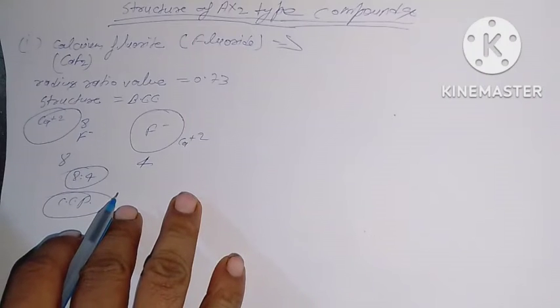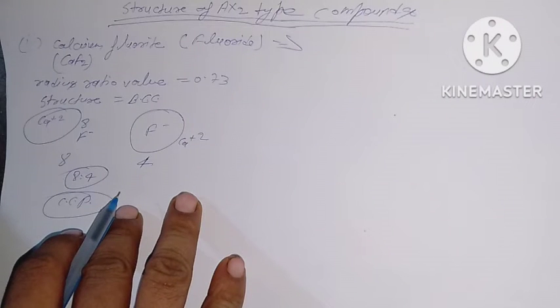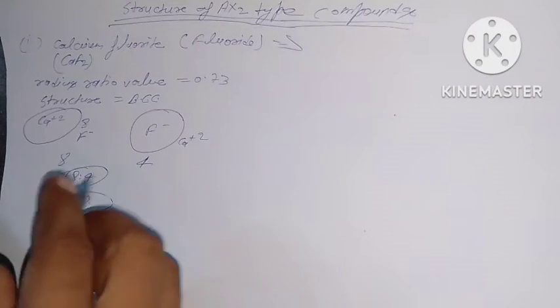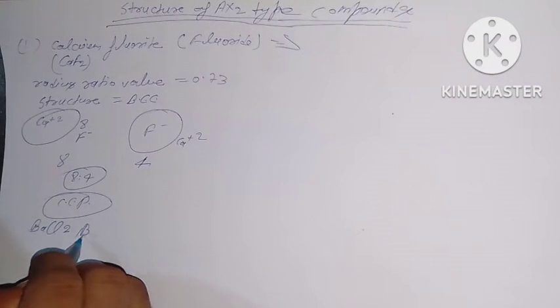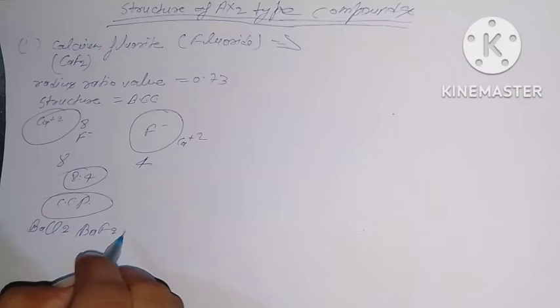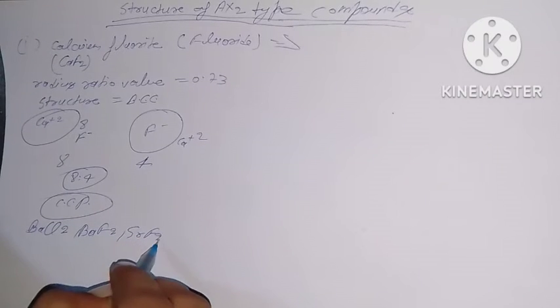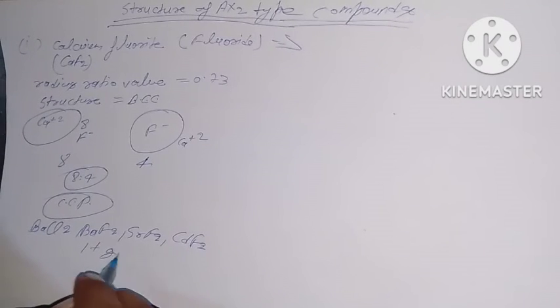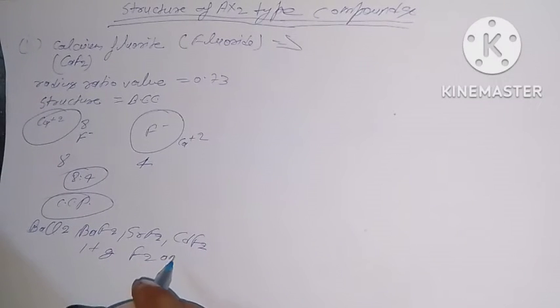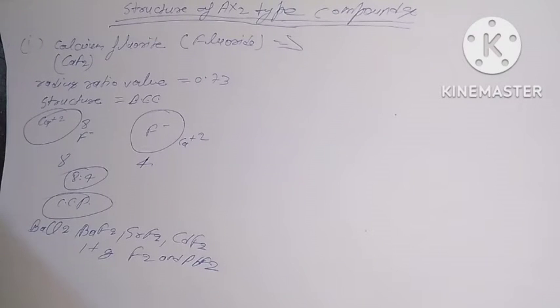Okay. The other compounds showing this type of structure are barium chloride, BaCl2, BaF2, SrF2, CdF2, HgF2, and PbF2. Okay. Next is titanium dioxide.